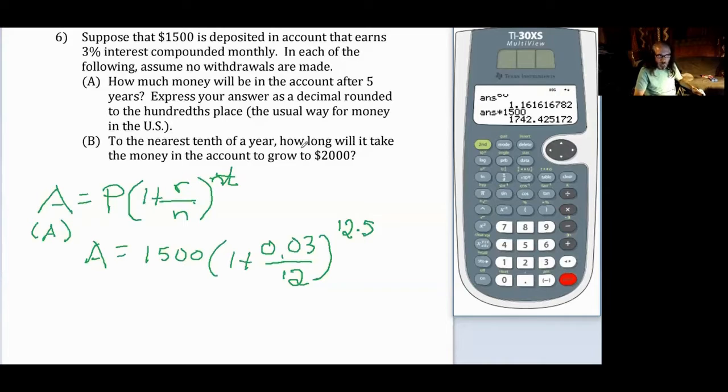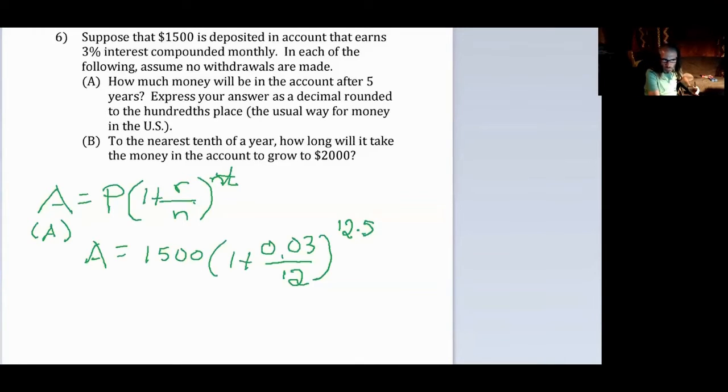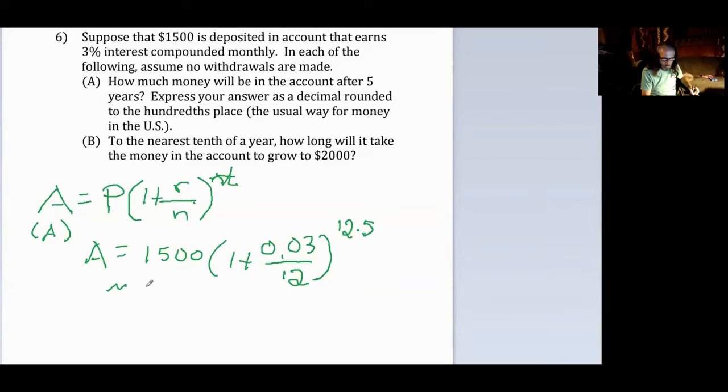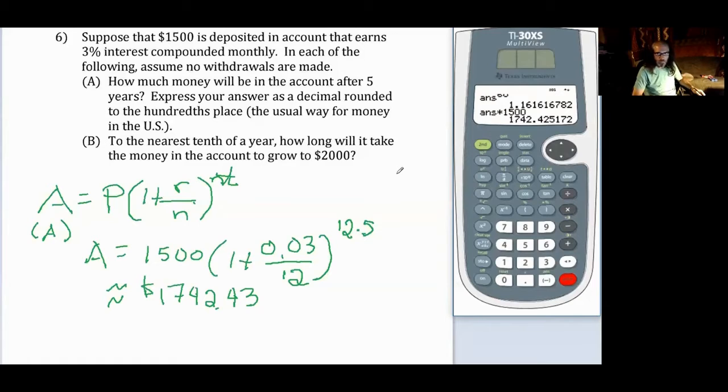Now we're supposed to round that to the hundredths place, 2 places after the decimal point, because except for gas prices, that's what money gets rounded to. So that's going to round to 1742.43. And since the 1,500 was in dollars, so is this. $1,742.43. So that's a gain of almost $250 in 5 years, but you have to start with a good amount of money to begin with. The interest rates, how many times per year, and the number of years, those are all pretty low.